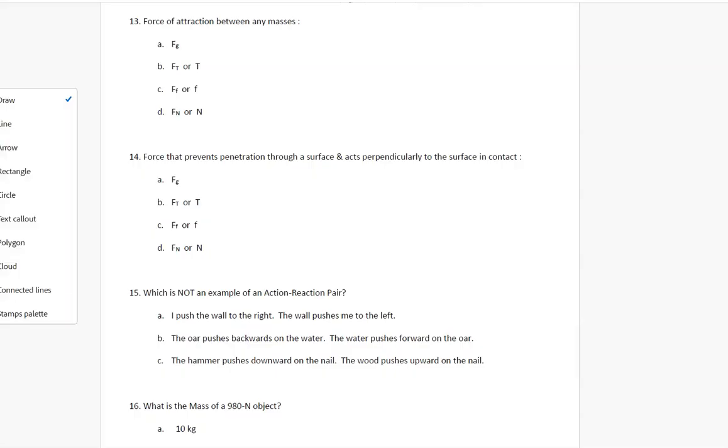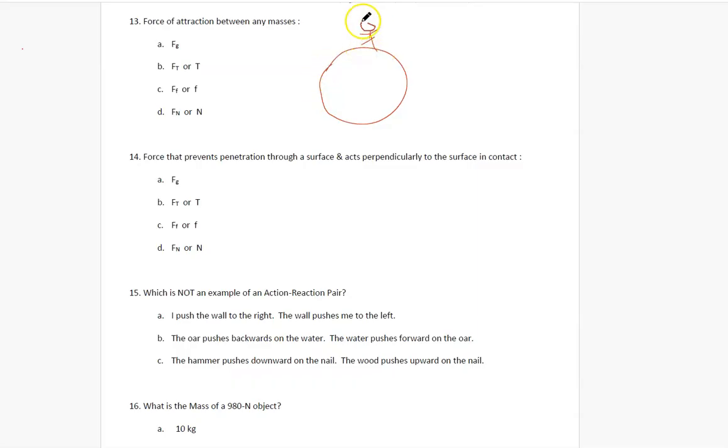Number 13, the force of attraction between any masses. Well, this is the gravitational force. Your weight is the attraction between your mass and the Earth's mass. The center of the Earth's mass and the center of your mass. There is a force between any two masses. And in this case, the Earth's mass is much, much bigger than yours. But the fact is, there is a force that the Earth is pulling on you.